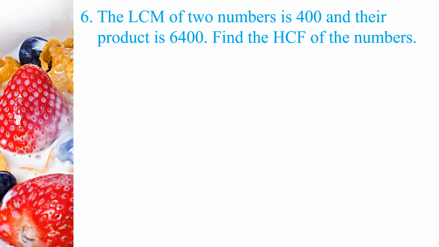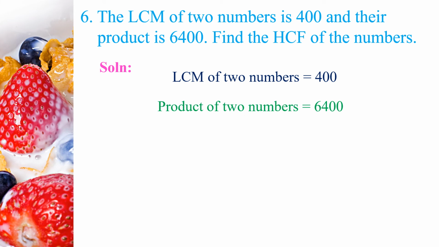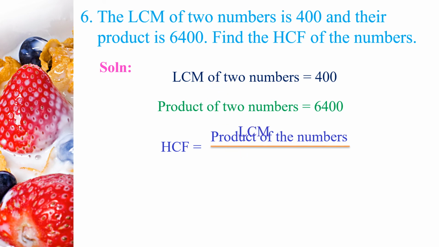The LCM of two numbers is 400 and their product is 6400. Find the HCF of the numbers. It is given LCM of two numbers equal to 400 and the product of two numbers equal to 6400. Now we want to find HCF. We know the formula HCF equal to product of the numbers divided by LCM.